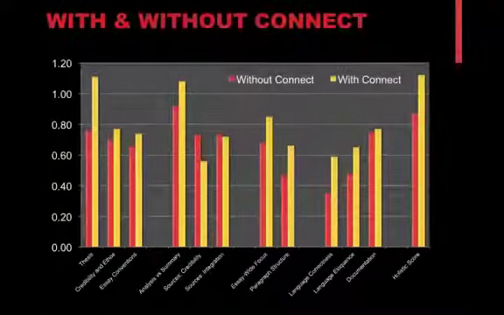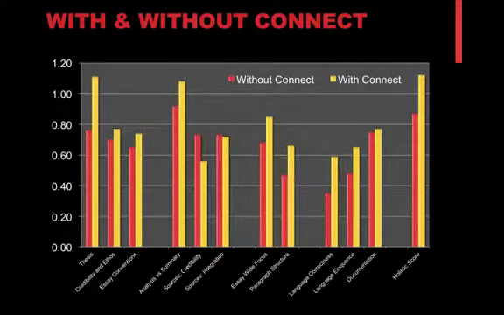Now I'd like to shift gears a little bit and talk to you about the difference between the sections that did use Connect and that did not. The sections that did not use Connect are in red, and the sections that did use Connect are in yellow. So you'll see that, and again, we're looking just at gains here, and instead of just going up to 1.0, we're going up to 1.2, because the students that were using Connect had some gains that were higher than the average.